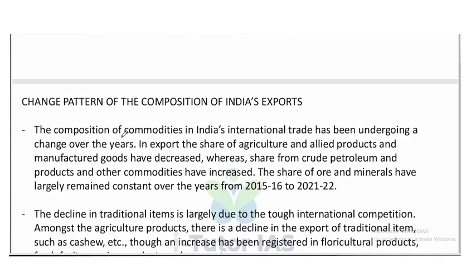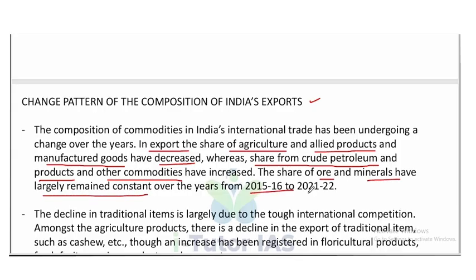Now, changing patterns of the composition of India's exports. The composition of commodities in India's international trade has been undergoing a change over the years. In export, the share of agriculture and allied products and manufactured goods has decreased, whereas the share of crude petroleum and products and other commodities has increased. The share of ore and minerals has largely remained constant over the years from 2015-16 to 2021-22.